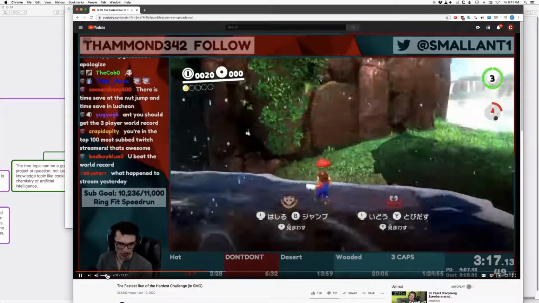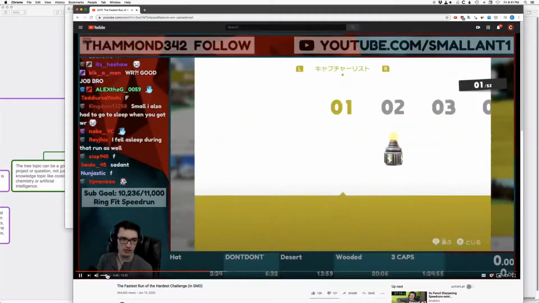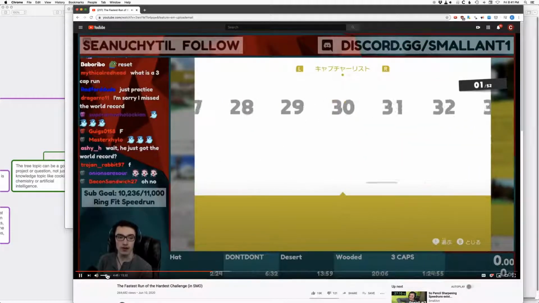Is the globe a capture? No, it's not on the capture list. Here, I'll show you. So in this list, this is the capture list. There's 52 things on this list. There's 52 unique captures in the game. You can see the wire is one of them.